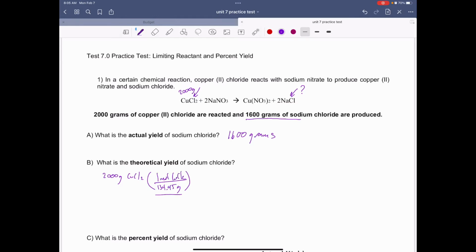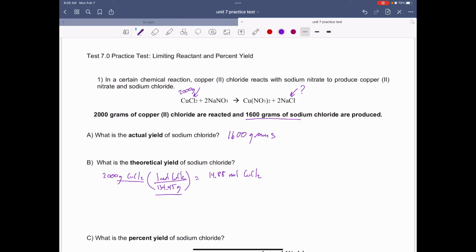How do you know that this goes on the bottom? Well, because this unit, grams of copper chloride, went on the top. So they have to cancel each other out, leaving only moles. And the answer there is 2,000 divided by 134.45, 14.88. I am rounding to the hundredth, so 14.88 moles of copper chloride.